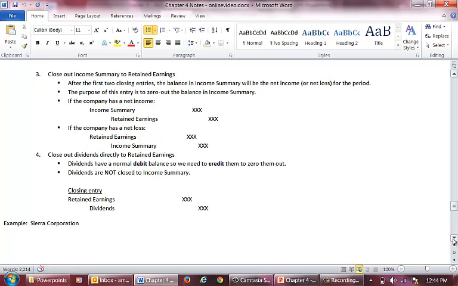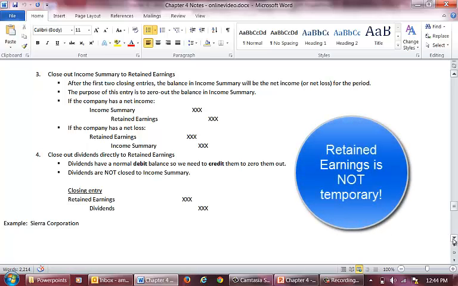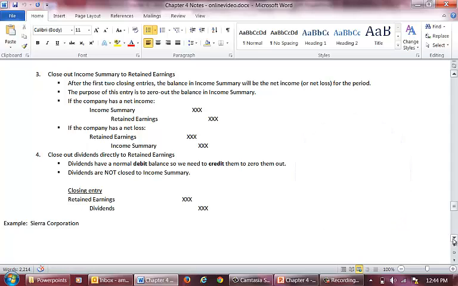Through the closing process, we essentially close all revenues, expenses, and dividends to retained earnings, so the beginning balance of retained earnings for the next period will reflect these revenues, expenses, and dividends. It's important to remember that retained earnings is not a temporary account. It's a stockholders' equity account and therefore is permanent. Revenues, expenses, and dividends get closed to retained earnings, but we do not close retained earnings.